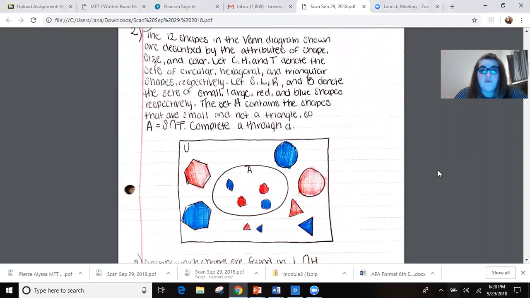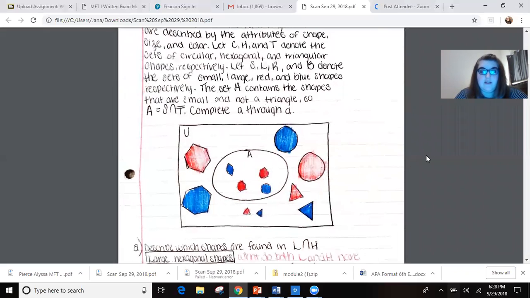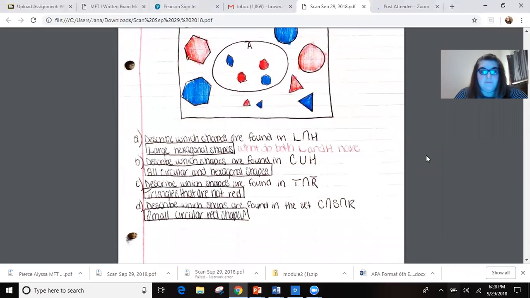It says the 12 shapes in the Venn diagram shown are described by the attributes of shape, size, and color. Let C, H, and T denote the sets of circular, hexagonal, and triangular shapes respectively. Let S, L, R, and B denote the sets of small, large, red, and blue shapes respectively. The set A contains the shapes that are small and not a triangle. So A equals S, cap, the complement of T. Then we are to complete questions A through D.